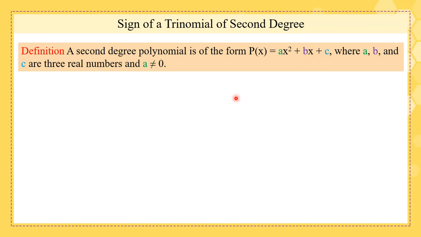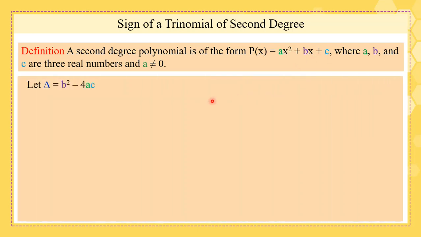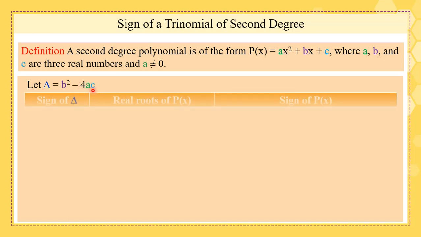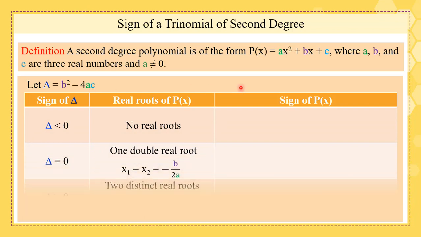of first degree. Now remember, in this case, we have to calculate the discriminant delta, which is b squared minus 4ac. And in fact, the sign of p of x depends on the sign of delta. Remember, if delta is negative, we have no real roots. If delta is 0, we have one double real root, which is x1 equals x2 equals minus b over 2a. And if delta is positive, we have two distinct real roots as follows.